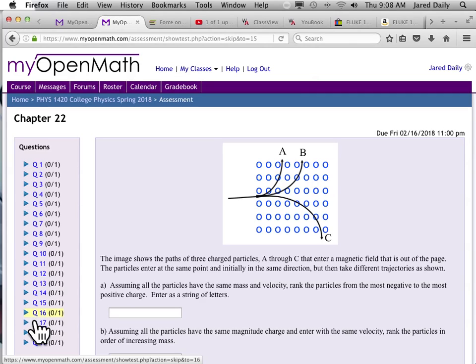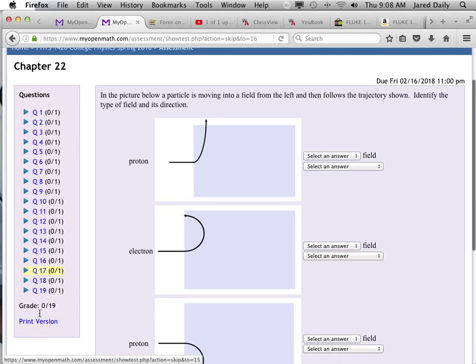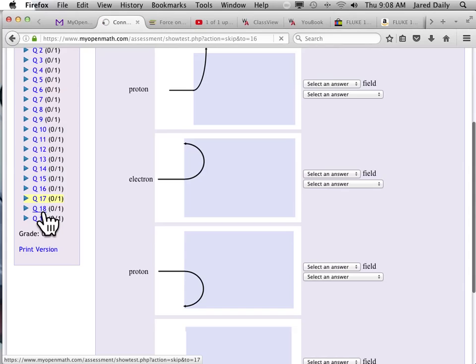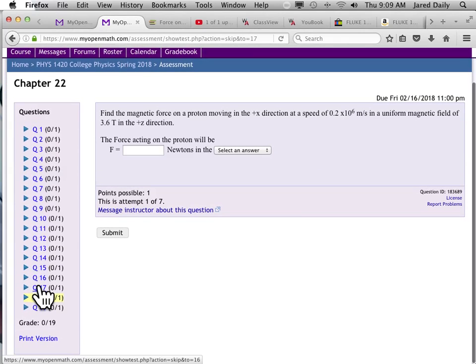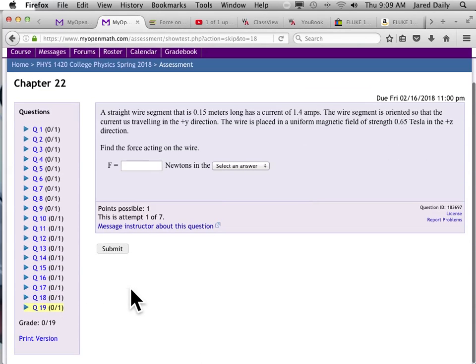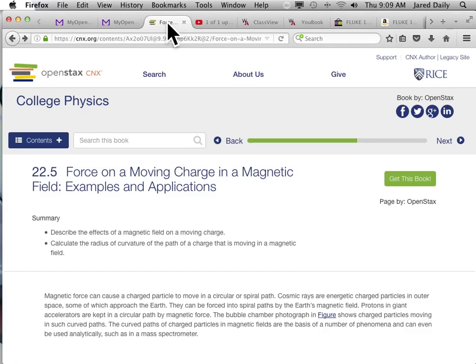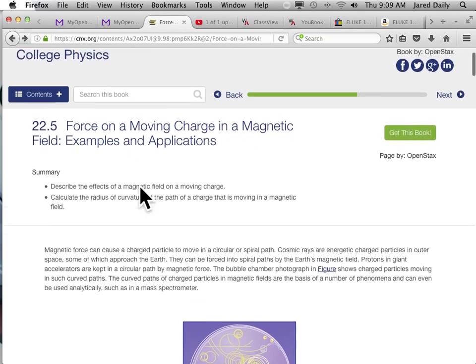Here's different particles going through the same magnetic field. They want you to figure out things about them. Here they want you to figure out the field from the path of the particle. They want to find the magnetic force. Again, Lorentz force. Here's a wire in a magnetic field again. So lots of different versions of things in magnetic fields to calculate the force. Nothing that we won't cover or haven't already covered.